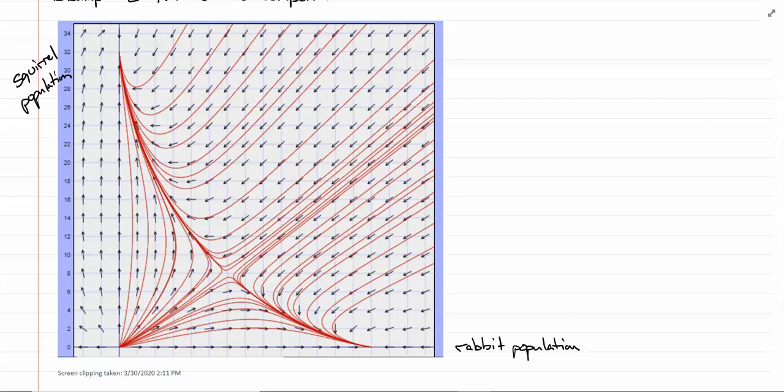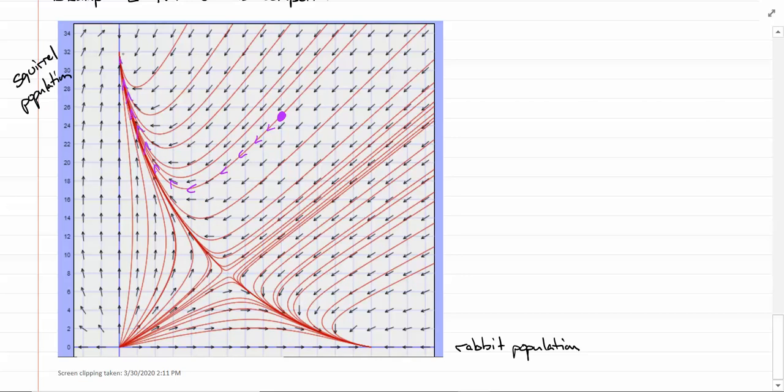Let's suppose our initial condition is this purple point right here. Let's suppose that at some point in time, the rabbit and squirrel population is equal to the coordinates of this purple point. Then as time increases, the populations are going to follow the arrows. They're going to follow the solution curve.